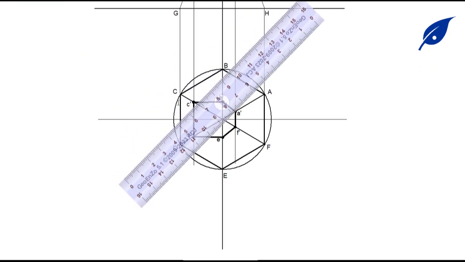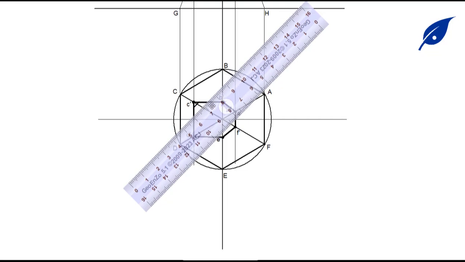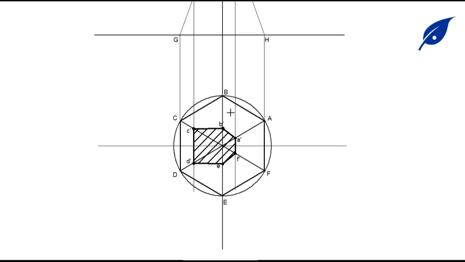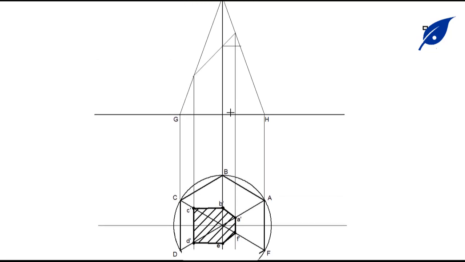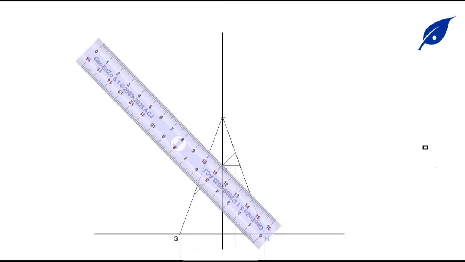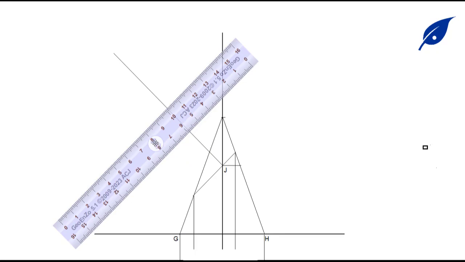So after this, we'll hatch the lines on our plan. The face that is cut, we're going to hatch it, which will give us the required view on the plan. So after this, we're going to get the true shape.